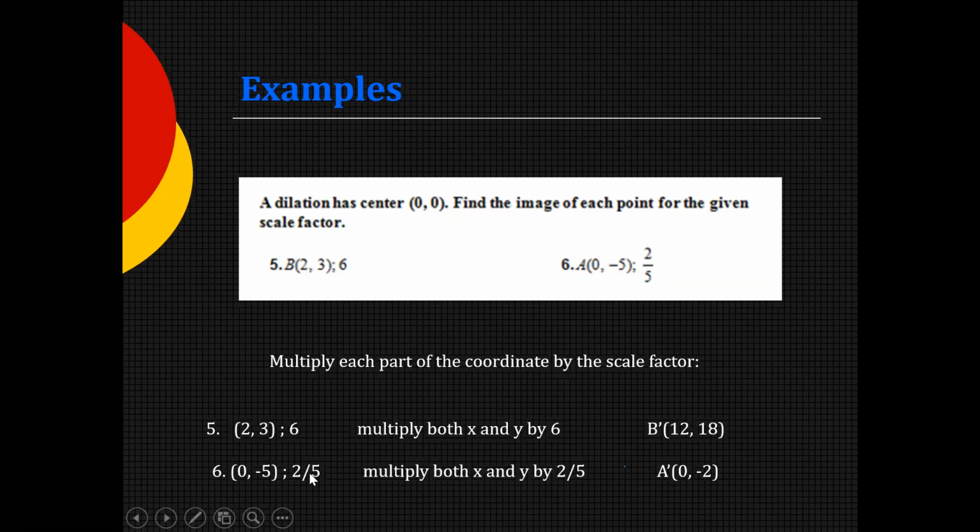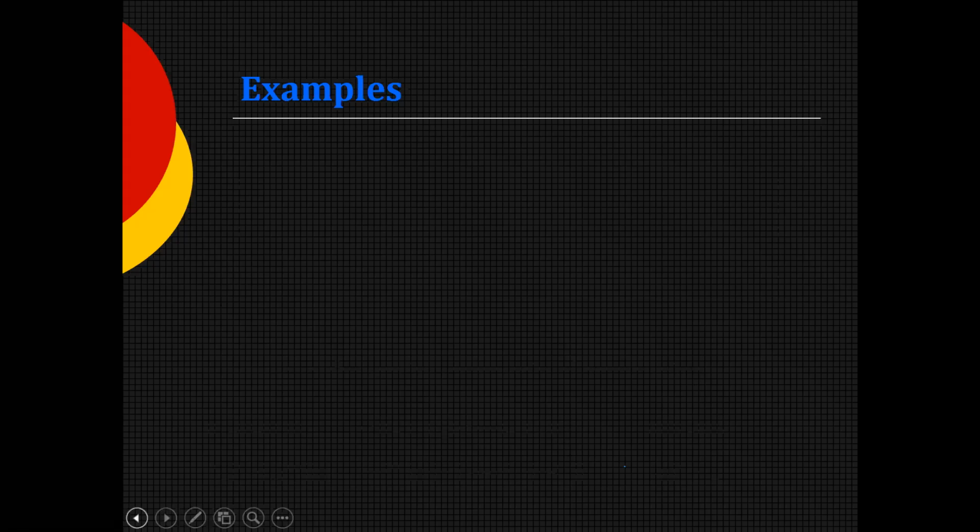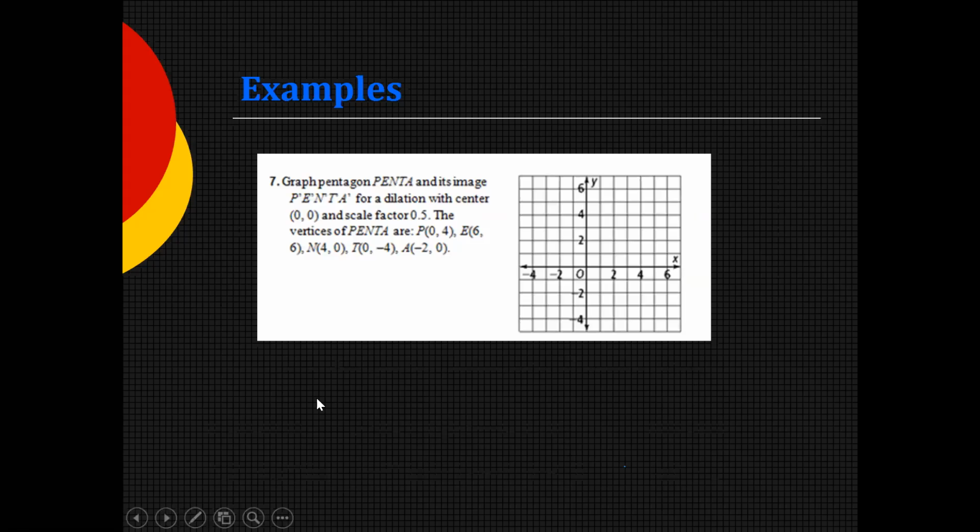So the 6 and the 2 over 5, that was there, those were the scale factors. Okay. You should proceed now. All right, so that is an example on a graph.